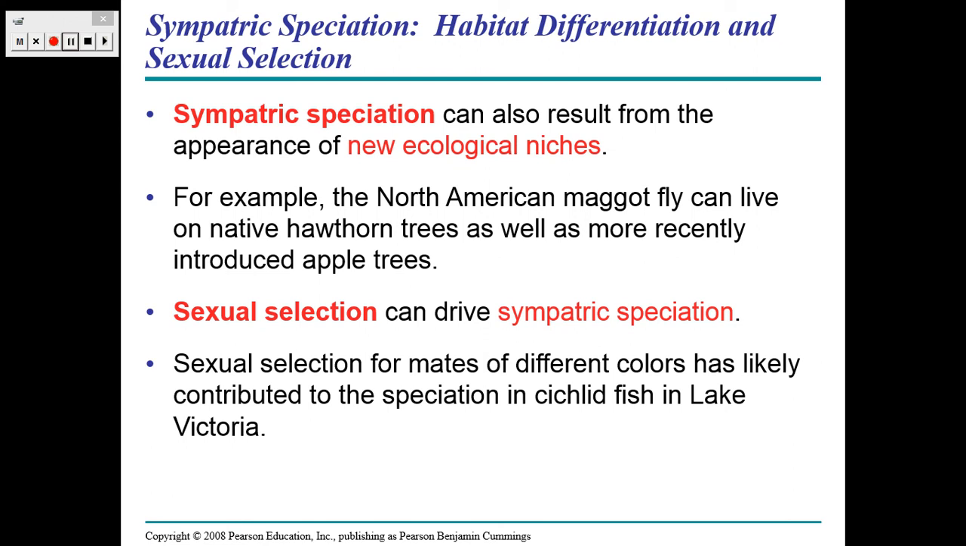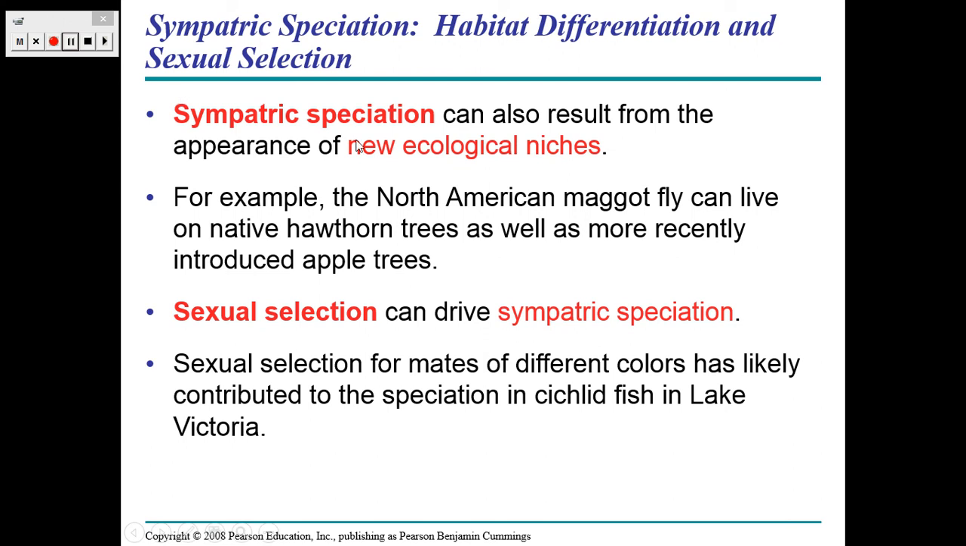So I have the North American maggot fly that typically lives on the native hawthorn trees, but now some of them, because of, could be mutation, could be introduction of new genes, wherever it came from, but now some of them in the population are able to feed also on the apple trees. Well, the apple trees mature faster, and so that's going to now create temporal isolation.